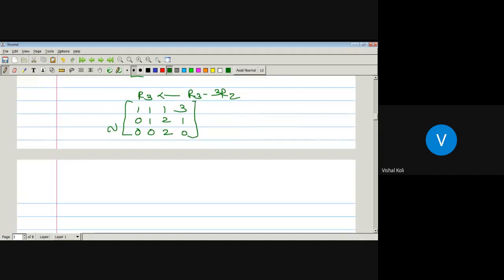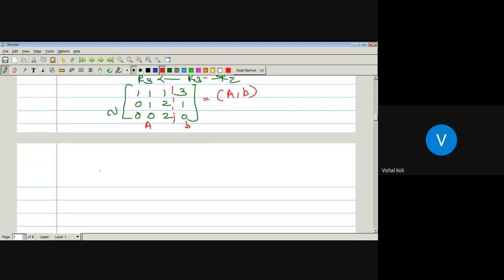Okay, so now in this one, this will be matrix A, this will be matrix B, and this total will be the augmented matrix AB. Now tell me, what is the rank of A?